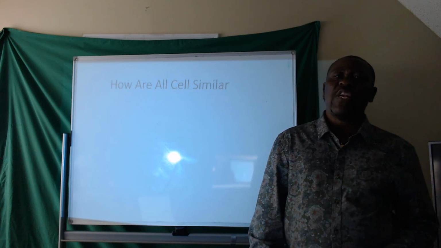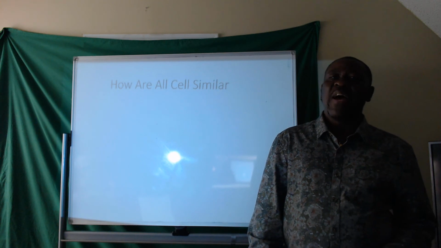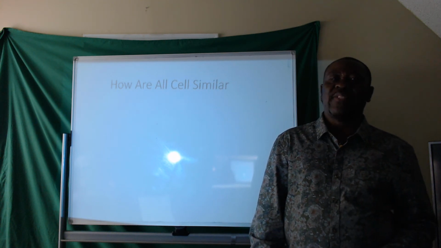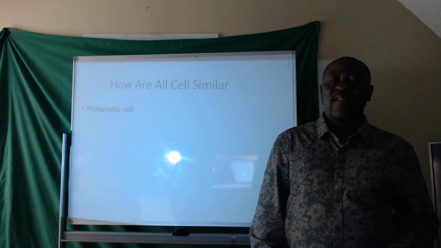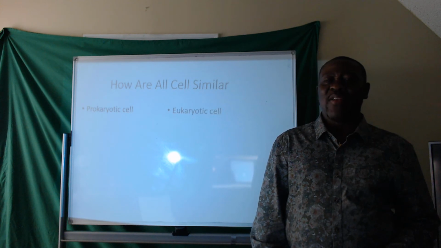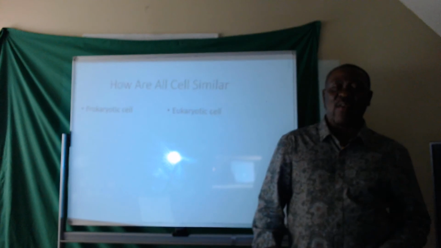But let us quickly review just to make sure you're getting it. Okay, how are all cells similar? Remember, I gave you 4 structures that all cells have in common. Okay, let's look. Prokaryotic cell on this side. What do we have on the other side? Eukaryotic cell just marching in real slowly. Okay, are we ready? Here we go.